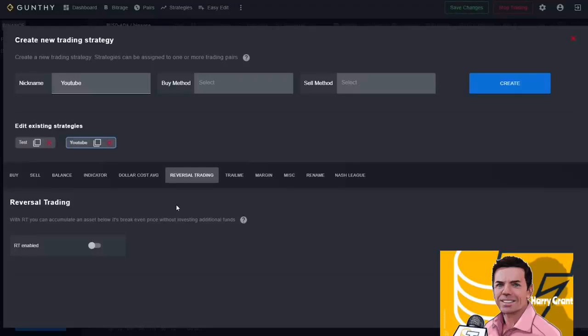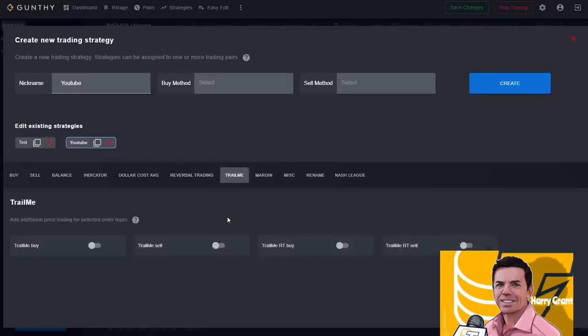So let's say you have a strategy where a lot of the time it will tell you to buy as the price is moving down. So what you can do is you can select reversal trading, so it will buy as the price is moving down, but then if it keeps moving down, it will sell and then wait to buy again once it is bottomed out. So you can try to do something like that with reversal trading.